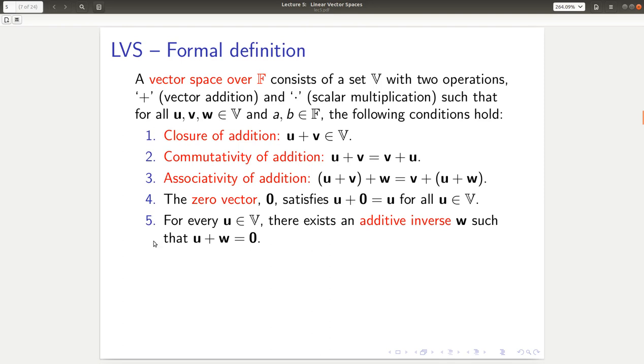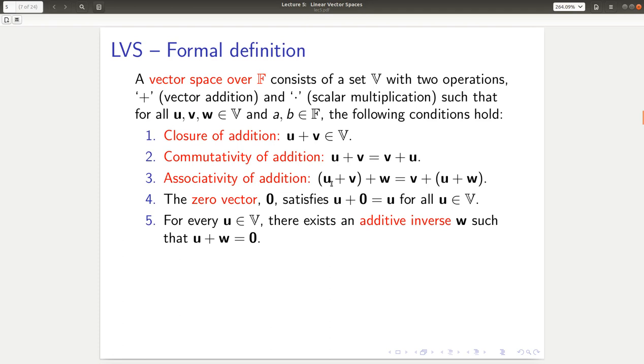We'll see first the ones which involve just addition. Closure, this is a very important property. Closure of addition: if u and v are any two vectors, their sum also belongs to V. Commutativity: u plus v and v plus u, the order doesn't matter. Associativity of addition: for u plus v plus w, it doesn't matter which way you do it. You first add u plus v and then add w, or first add v plus w and then add u to it. I messed up here, there's a typo again, really sorry. I'll fix it when I upload the slides. And so that's associativity of addition.